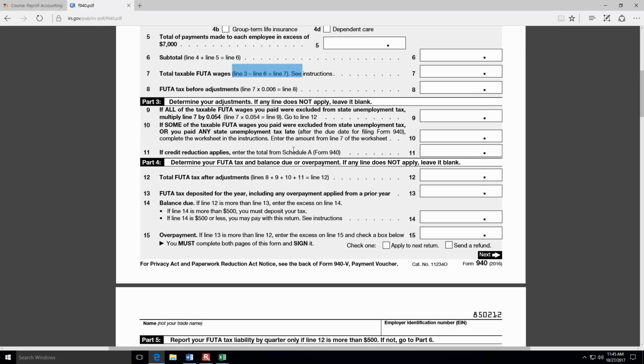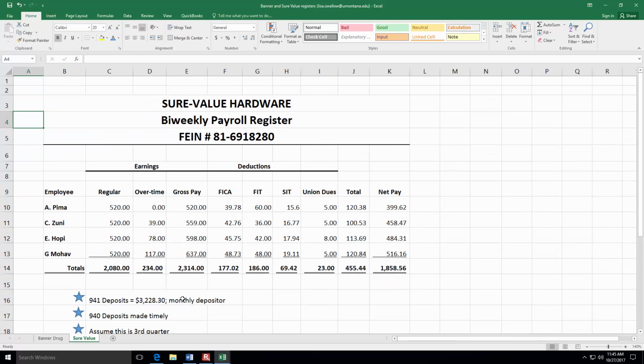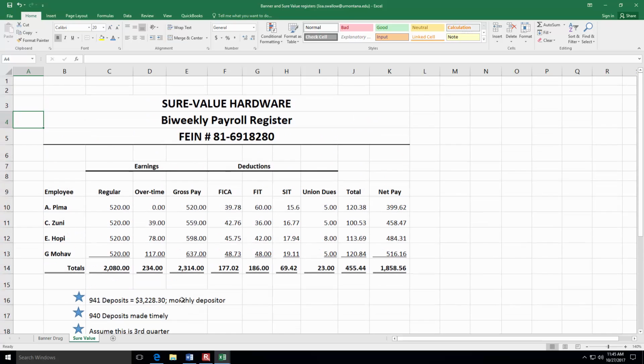Okay, let me give you one more example, and then I'm going to give you 5 minutes to start on it, and then you should finish that for Monday along with your homework, okay? So the second payroll register, we just did Banner, right? Does yours say biweekly? I don't think yours does. Okay, it's not monthly, it's biweekly.